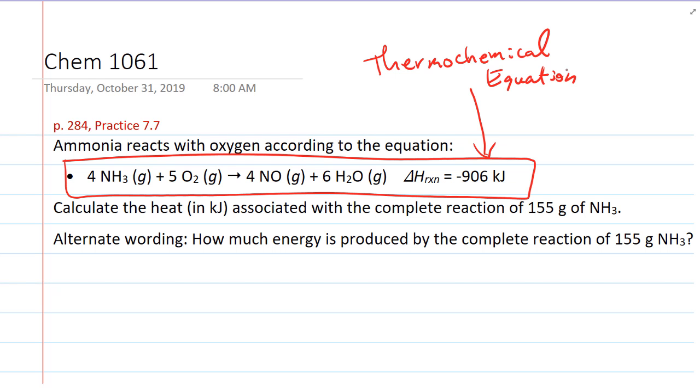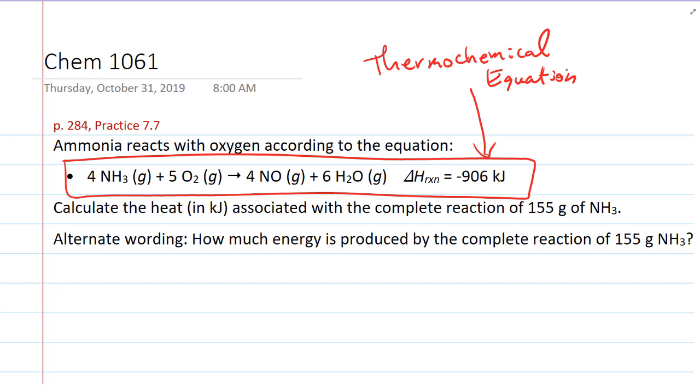So again, think about when we defined the signs and looked at the sign conventions before. A negative sign means energy out. A positive sign means energy in. So this means we're taking energy out of the system. The system is releasing it to the surroundings.